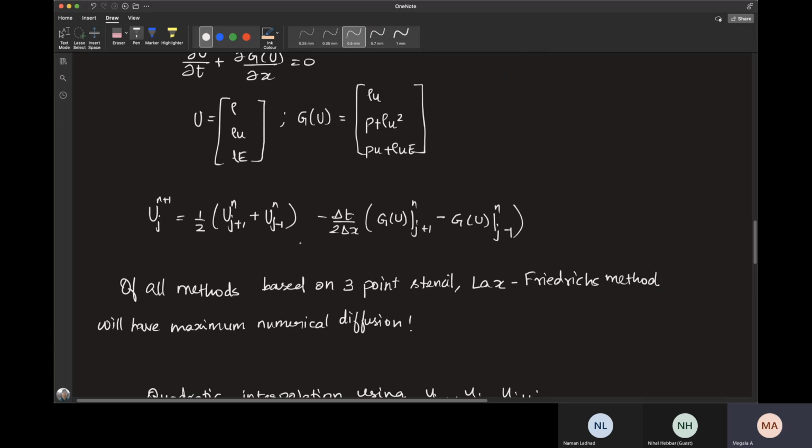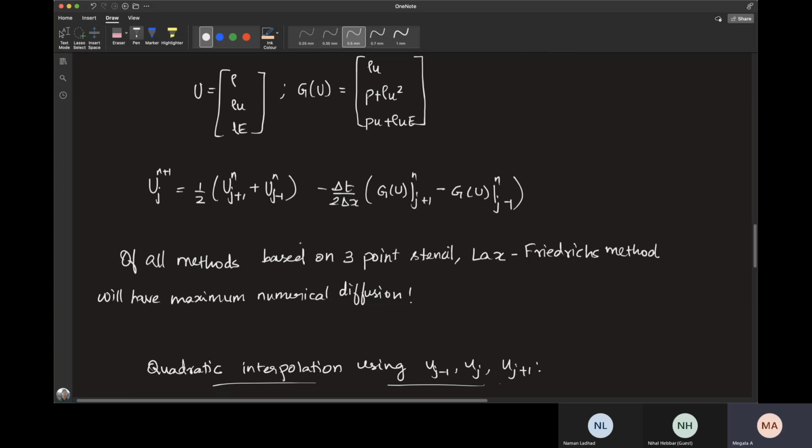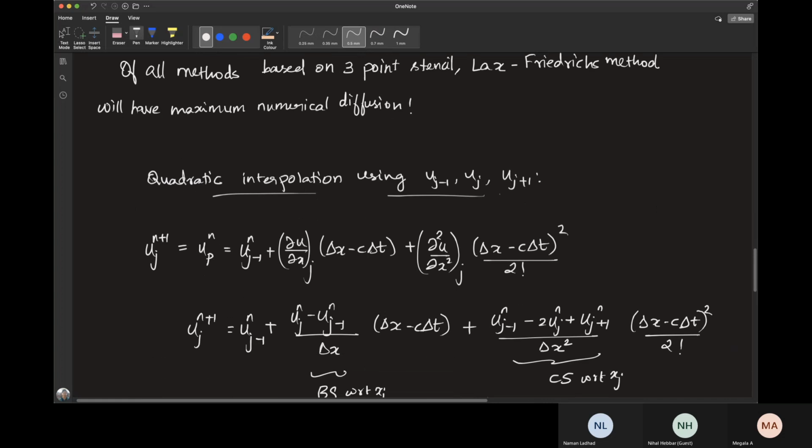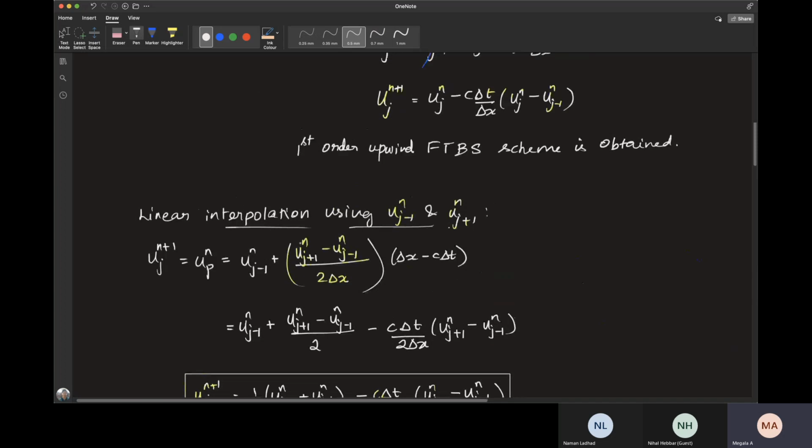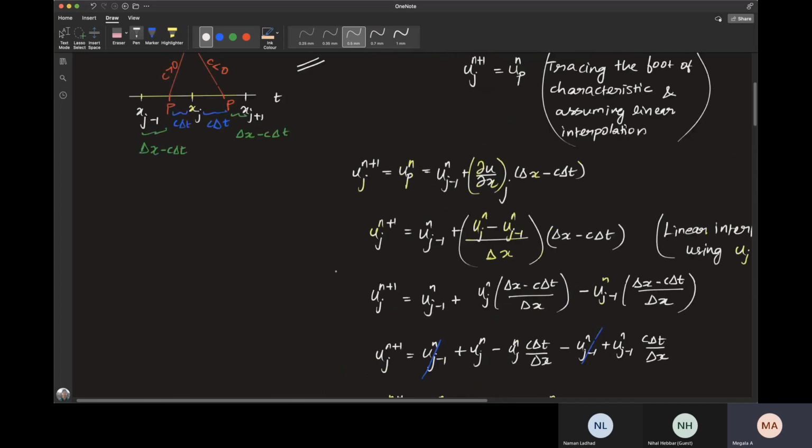So this way it becomes a 3-point stencil problem, and Lax-Friedrichs' method uses a 3-point stencil, and of all methods that use a 3-point stencil, Lax-Friedrichs' method will have maximum numerical diffusion. People have proved this. Since this is one of the earliest methods, it's okay that it has maximum numerical diffusion. Later on, improvements have been made just by using a 3-point stencil. We can have schemes that have less numerical diffusion than this Lax-Friedrichs scheme. So this is something that we obtain by using linear interpolation between uj plus 1 and uj minus 1.